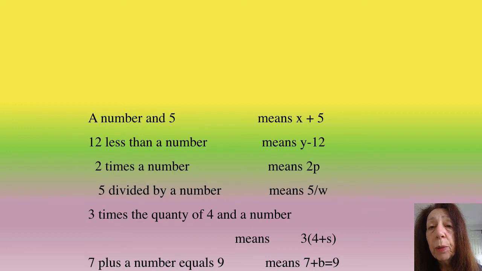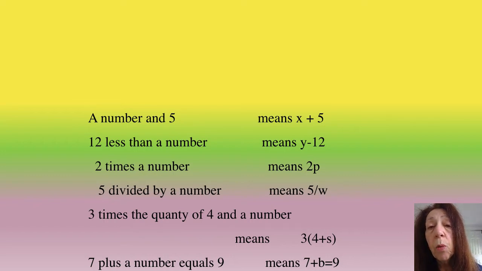I use p, 2p. Notice there is no times multiplication sign because then we don't know whether we're using the letter x or the multiplication. So whenever you have a number next to a letter, that always means multiplication. 5 divided by a number, the 5 is on top, the slash divided by or fraction sign, W, just because I felt like using W.